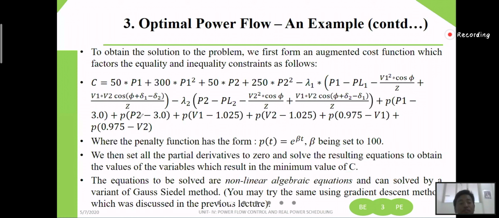So what we have to do is first carry out the derivative with respect to P1, then P2, lambda 1, V1, V2, lambda 1, lambda 2, and set each equal to 0. Then you have to form a matrix, and it will be a non-linear algebraic equation. So it will be easy to solve using the Gauss-Seidel method.